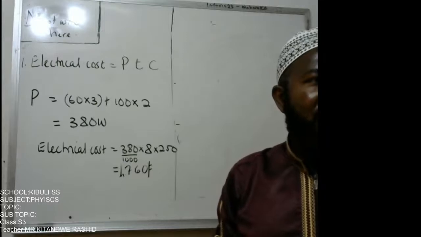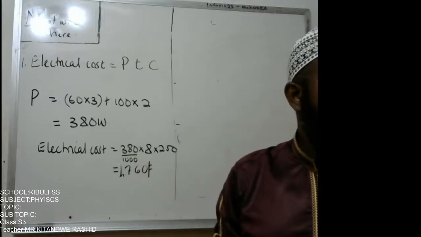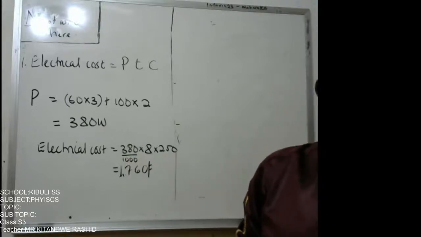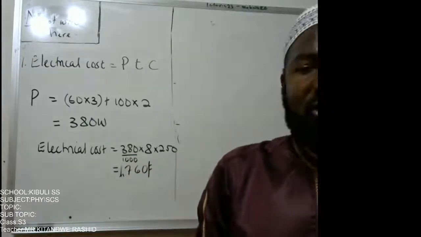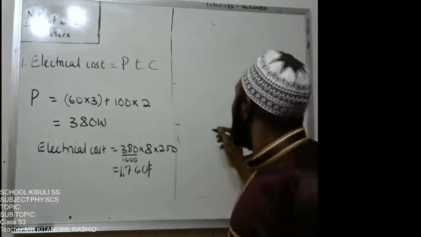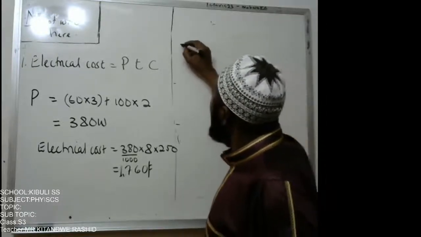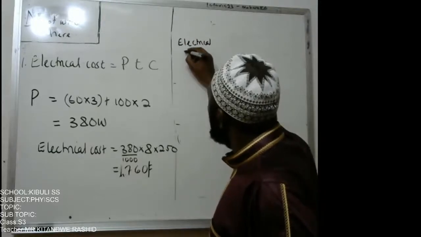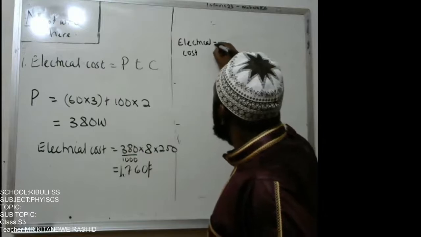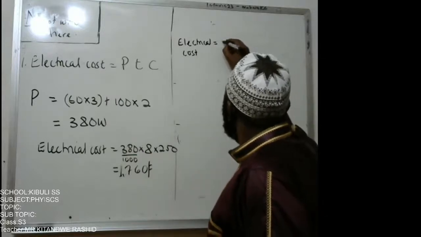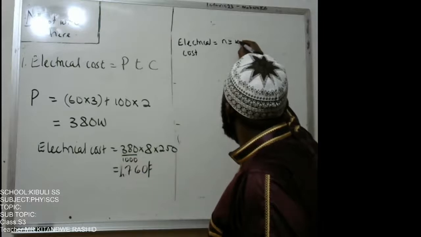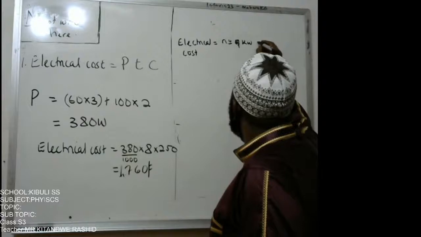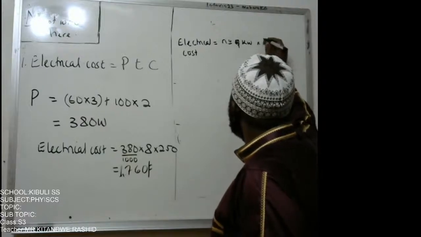Now, what should we do? We separate or we do the shortcut method? Shortcut method. Someone is suggesting that we use a shortcut method. So we're now going to say electrical cost is equal to number of kilowatt hours times unit cost.